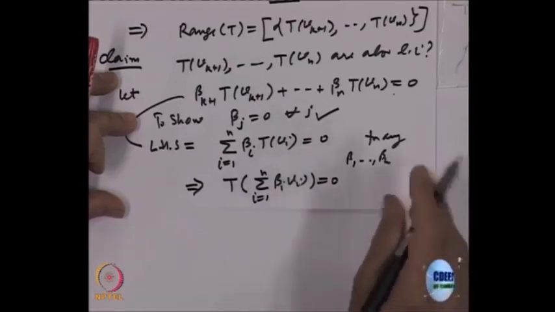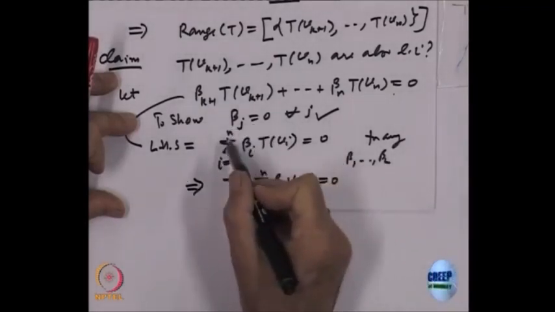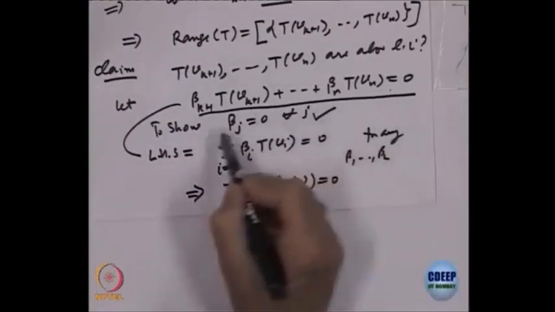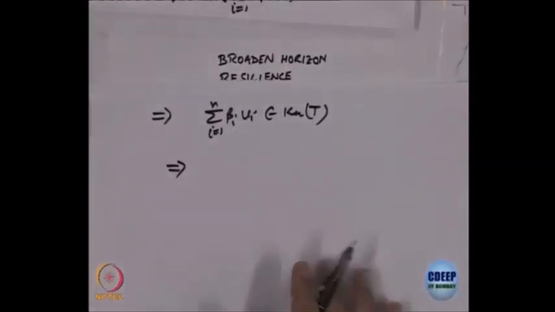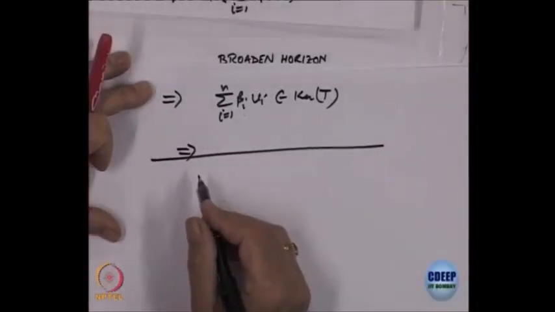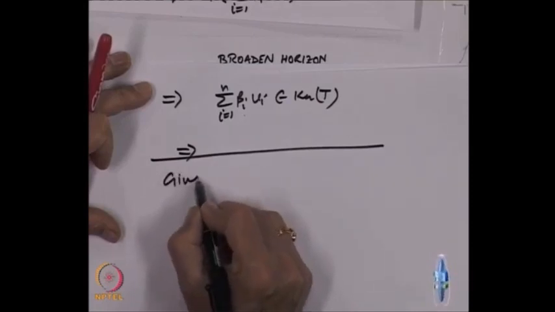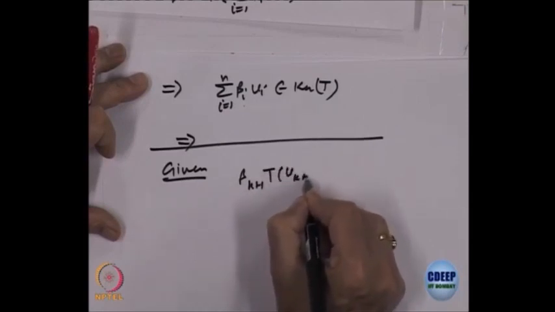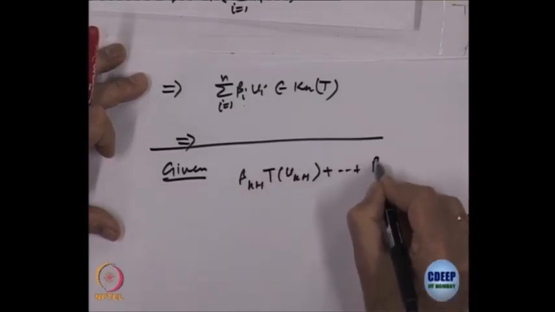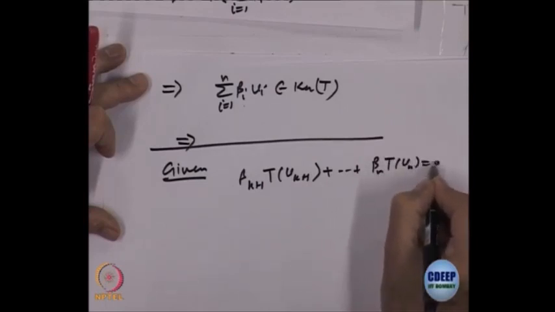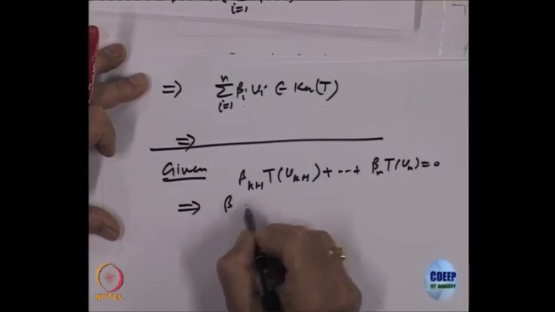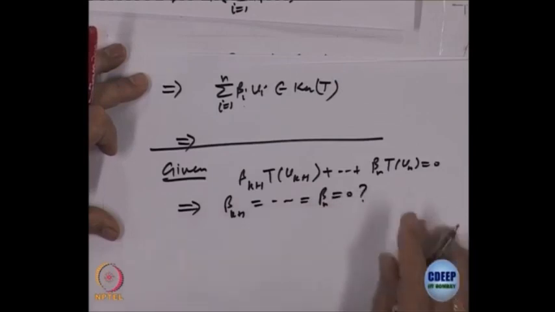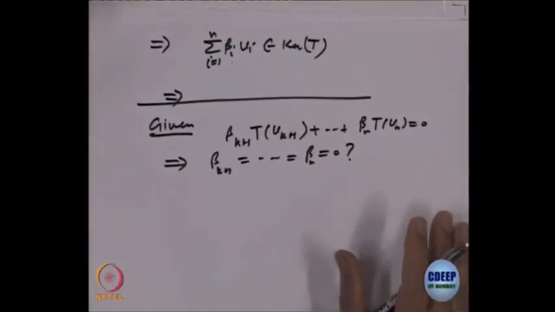Oh, okay, sorry, I shouldn't be hurrying through. So, let me just from here rewrite what we want to show. Let me write it again. This is a simpler way of doing it. Given beta_{k+1} T of v_{k+1} plus ... plus beta_n T of v_n equal to 0, I want to show this implies beta_{k+1} equal to ... equal to beta_n equal to 0. That is what I want to show, right. So, let us show this.